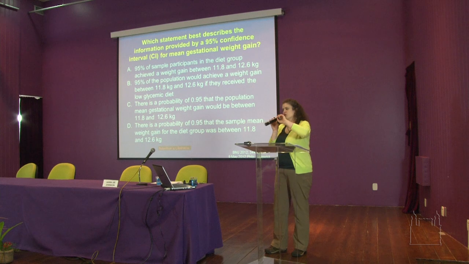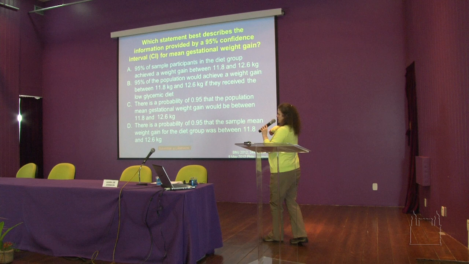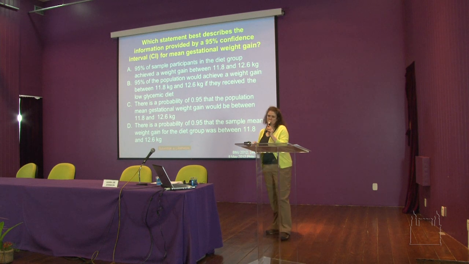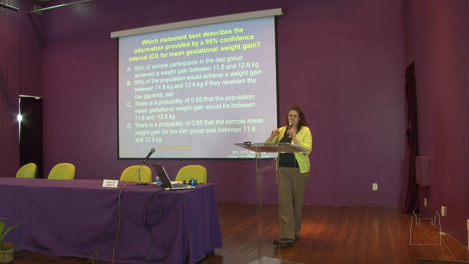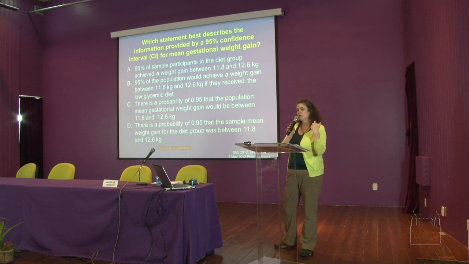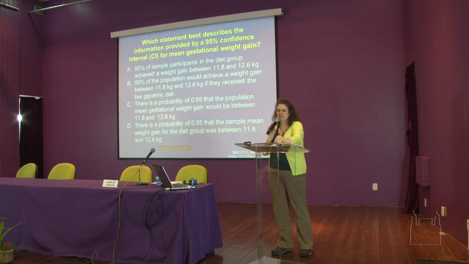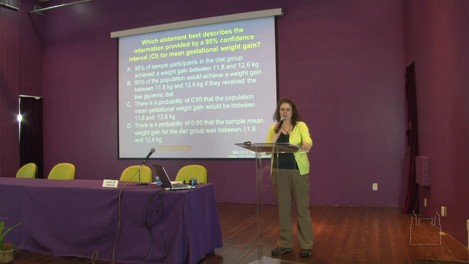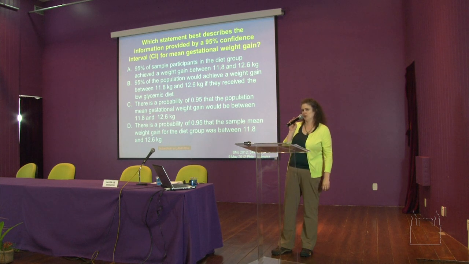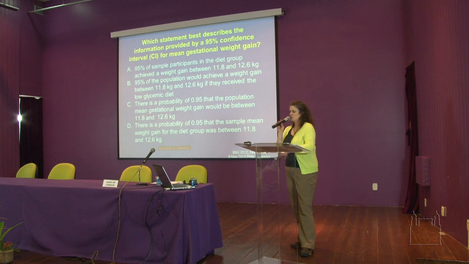I'm not saying this is the correct interpretation. In fact, several letters came in to BMJ about this discussion. It's the reason the word best is there. What about D? There's a probability of 0.95 that the sample mean weight gain for the diet group was between 11.8 and 12.6. Raise your hand if you think that is true. We have learned it is not true. This is false. So C is the best answer here.